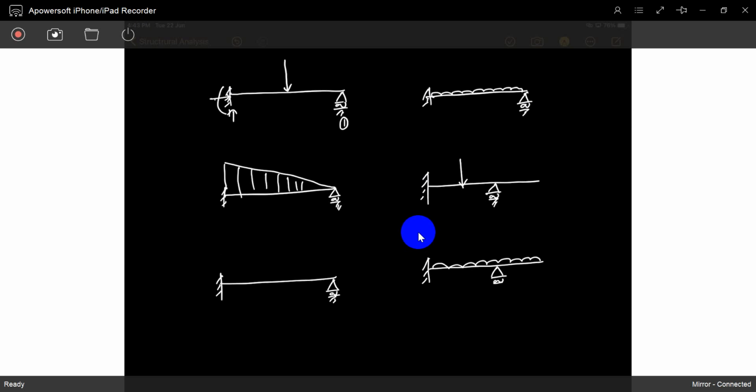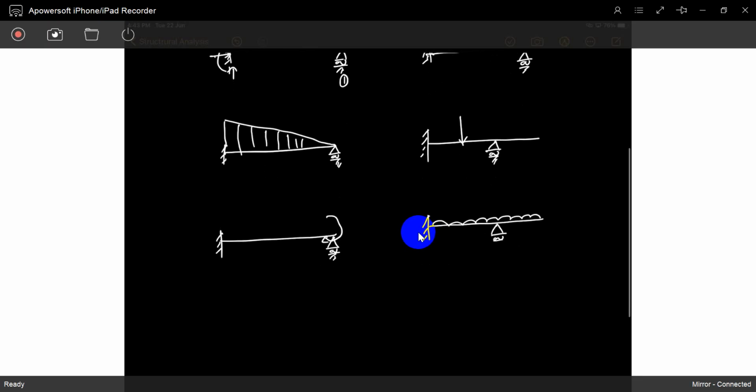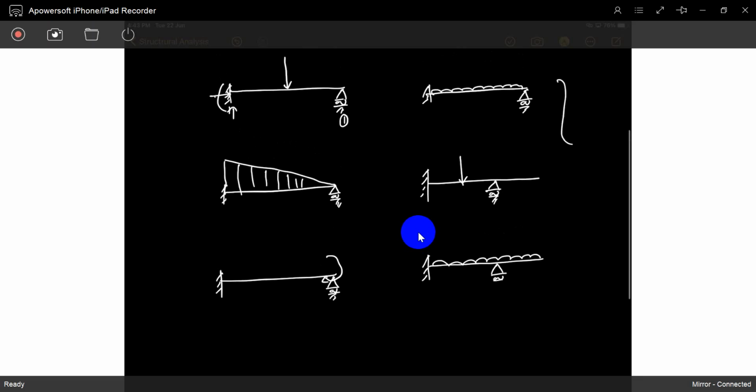I will give an example. If you apply a concentrated moment, not only forces, we will deal with concentrated moments also. So these are all propped. We will see one by one.